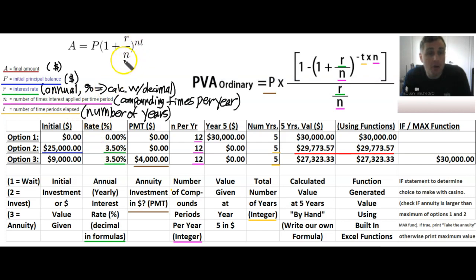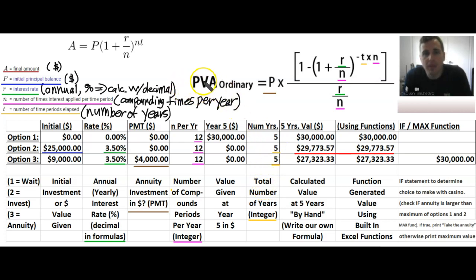N is the number of times we apply the interest per year. That's the number of compounding periods. So monthly is typically going to be 12 times per year. And then the number of time periods elapsed, that's 5 years.